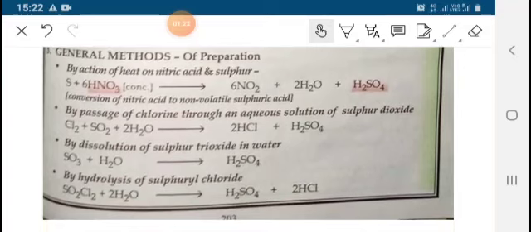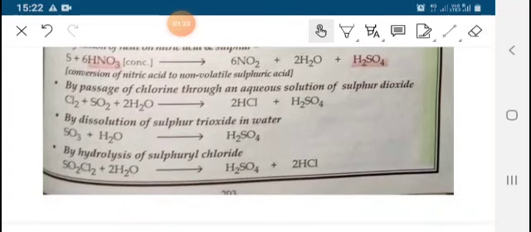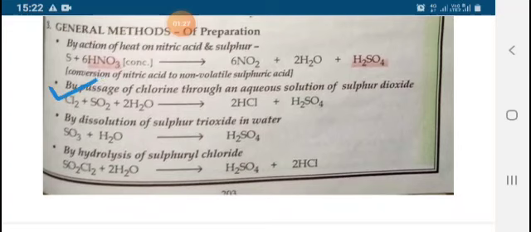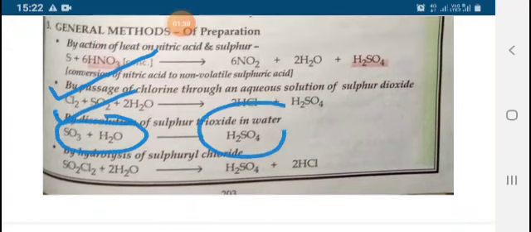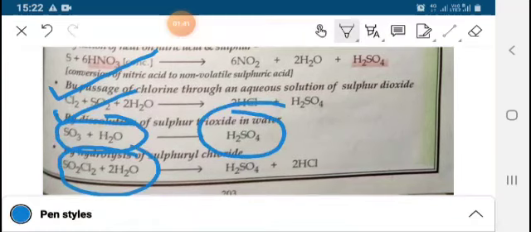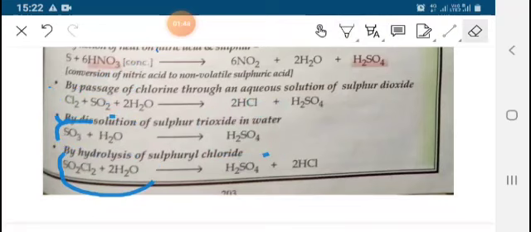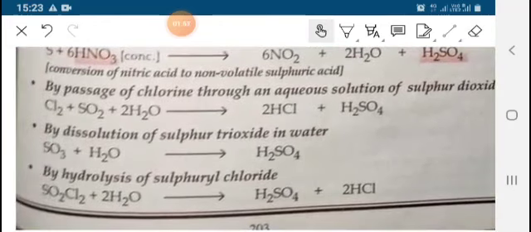The other method of preparation of sulfuric acid is by passing chlorine through SO2 and water. SO3 and water react to give sulfuric acid. Sulfuryl chloride and water gives sulfuric acid and HCl. So this is about the preparation of sulfuric acid.